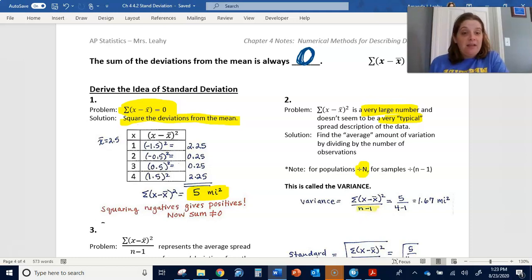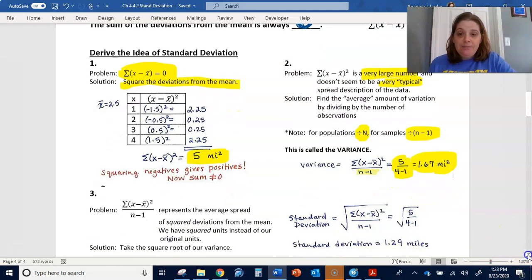That's basically what this next step is, except for samples, instead of dividing by n, you divide by n minus 1. I'm going to come back to that in a minute, so just put a pin in that for a second. I'm going to take this 5 and divide by n minus 1 because this was a sample, and I end up with 1.67 square miles. That tends to represent, on average, the distance away from the average. So on average, these are about 1.67 miles away from that value 2.5, our original average.